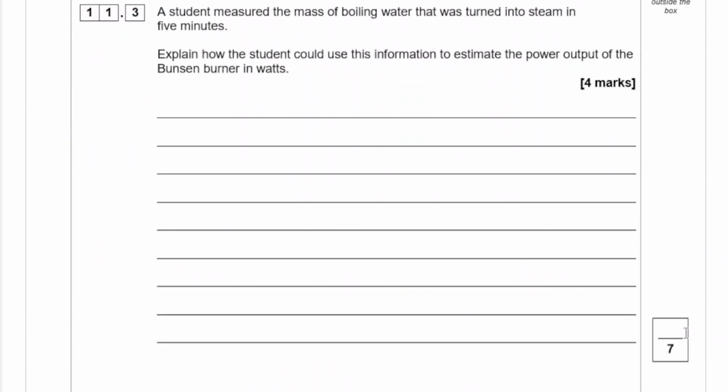The student measured the mass of boiling water that was turned into steam in 5 minutes. Explain how the student could use this information to estimate the power output of the Bunsen burner in watts. The student measured the mass of boiling water that turned to steam. That is to do with specific latent heat.